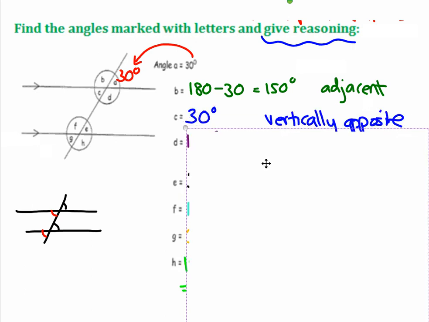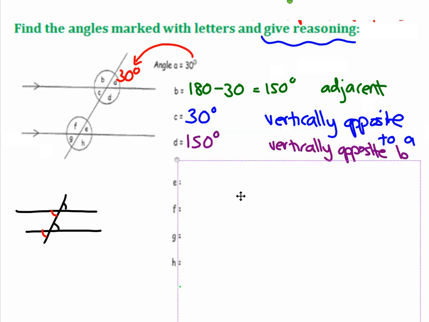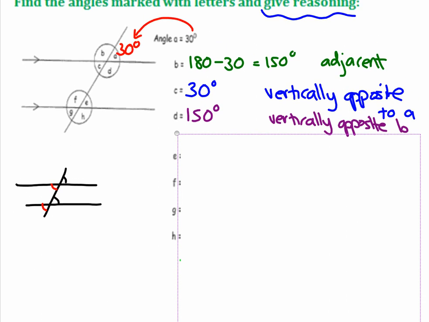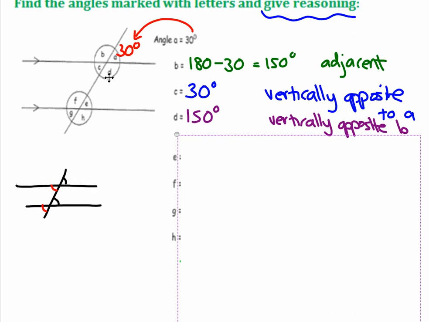I'm going to use the easiest one: go straight to saying it's 30 degrees because vertically opposite angles are equal. I personally find that easier. Now we know this one, and this one. We can work out D using adjacent angles, or we could use vertically opposite angles. I'm going to use vertically opposite because that means I don't have to calculate anything. That makes my life a lot easier. So 150 degrees, because they're vertically opposite to B. At this point it might be easier to write it in.